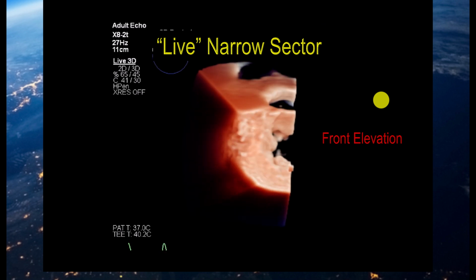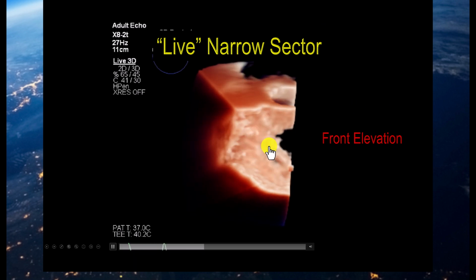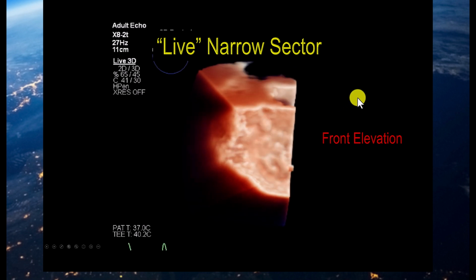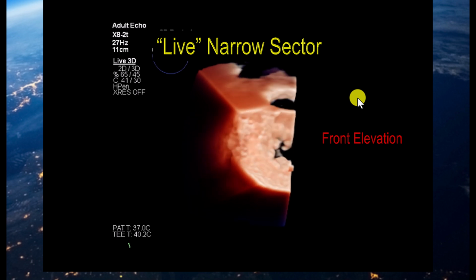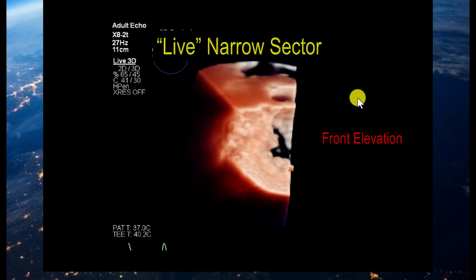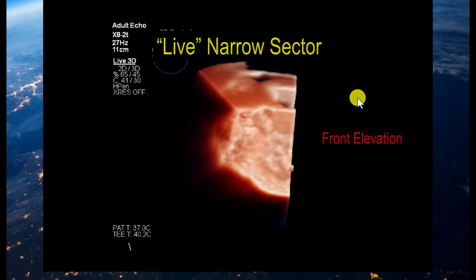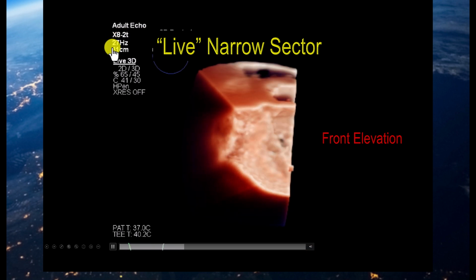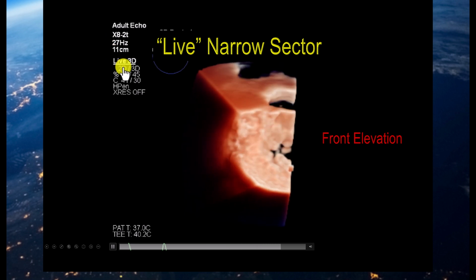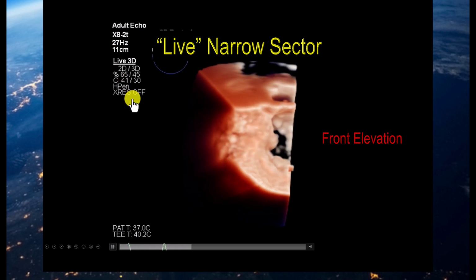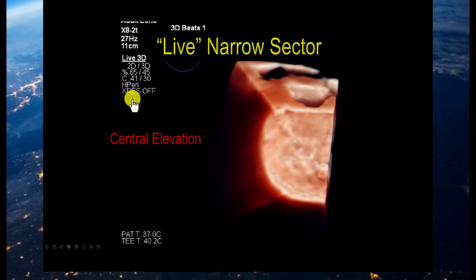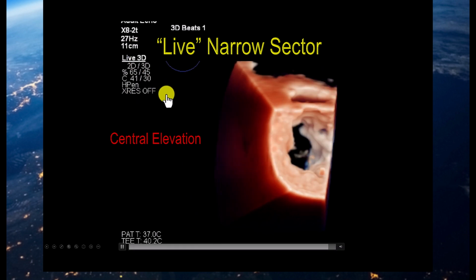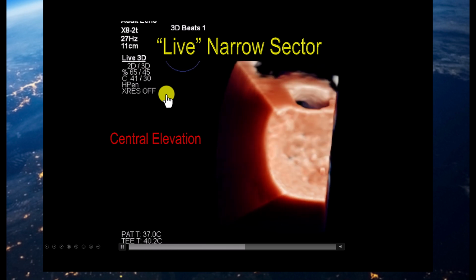First of all, we look at the front elevation and the anterolateral commissure with the A1P1 scallops, and compared to our live en face wide-angle view, as you can see, we are beginning to appreciate a little bit more of the chordae and the prolapsing posterior leaflet. And now also we have a frame rate of 27 hertz, which is almost 3 times as much. Then we go on to central elevation, again with a frame rate of 27 hertz, again beginning to see a little bit more of the posterior leaflet of the mitral valve.